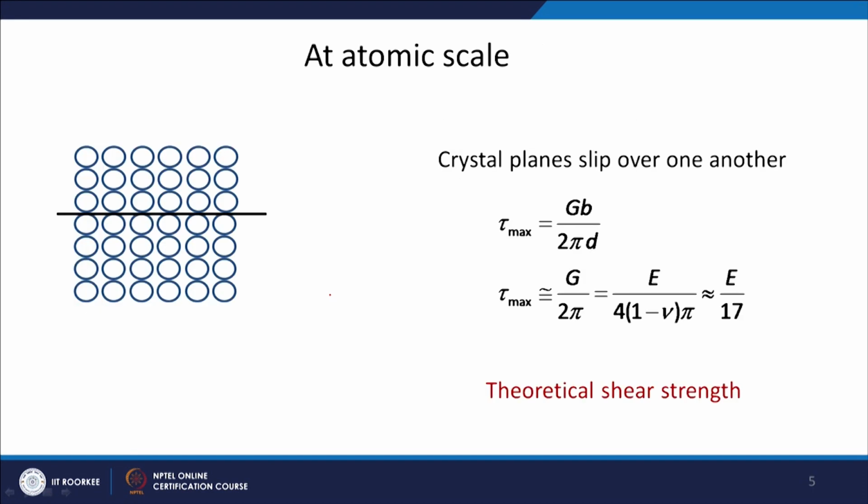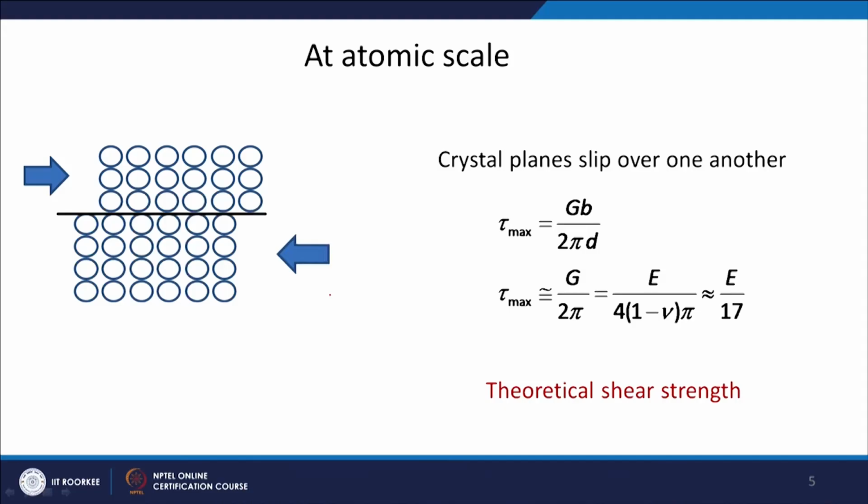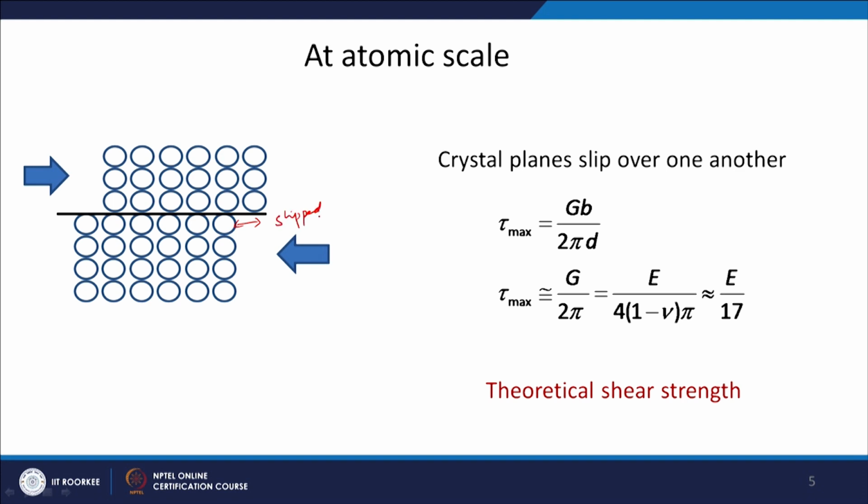Now, at atomic scale, till now we were considering this whole system as a continuum. We were not saying that anything is there, it is a continuum. But at atomic scale, when we want to understand the deformation, actually there are atoms. If you have a shear stress acting on the system, then sliding takes place of one crystal plane over another, and that is how you can produce the slip. So, this upper part has slipped with respect to the lower part.